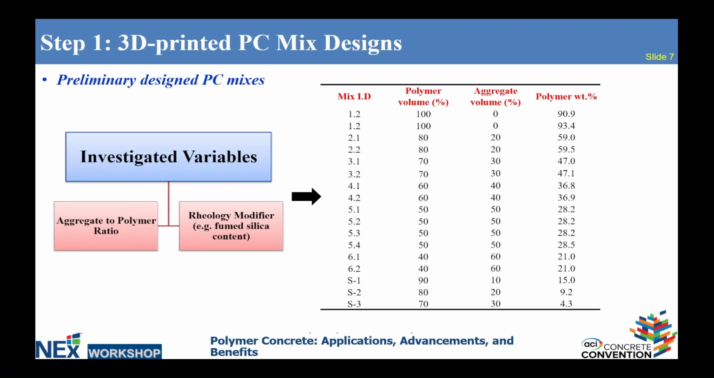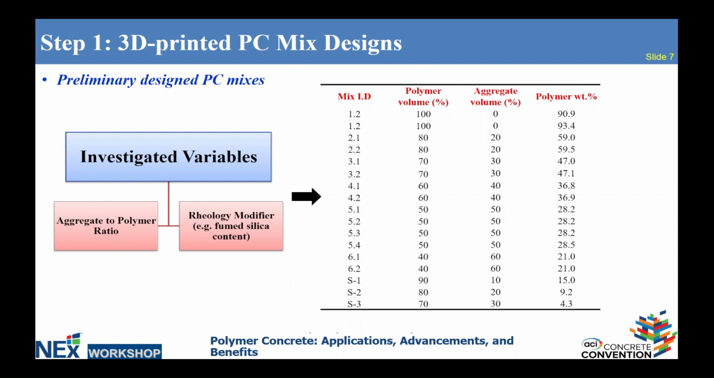In our research, we narrowed down these parameters, and we focused on the aggregate to polymer ratio and the rheology modifier content for 3D printing. For the rheology modifier, we have used fumed silica. Based on that, we have designed 17 polymer concrete mixes with a varying polymer weight. The maximum is 19.9. Of course, you would say that this is not a polymer concrete when we have no aggregate, but it's for terminologies. And the lowest is 4.3.